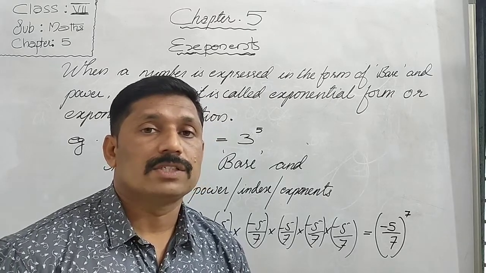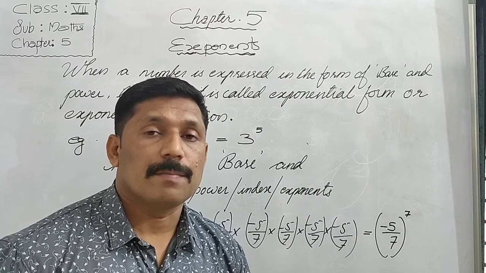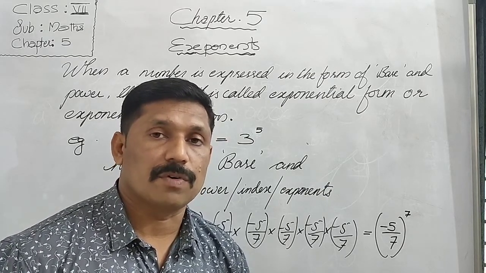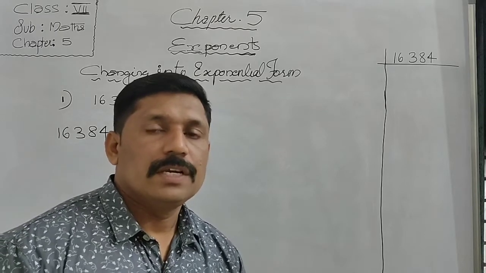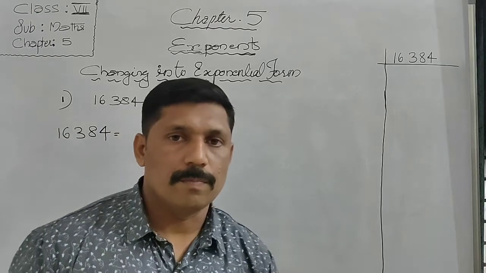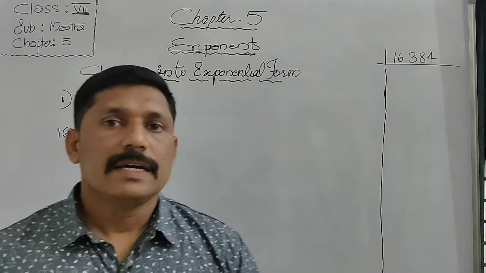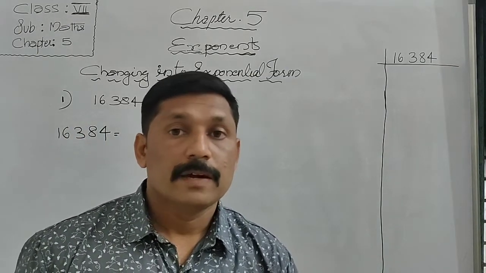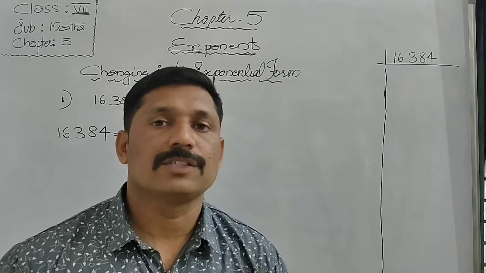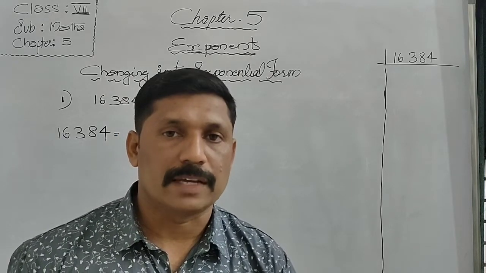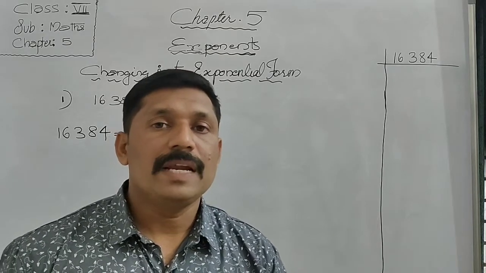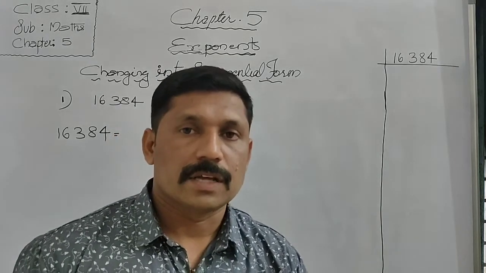So now we are going to study how to represent a number in exponential form, how we turn a number into exponential form. Dear students, in order to change a number into exponential form, first we have to factorize that number and find out its factors. And then we count how many times each factor is repeating.